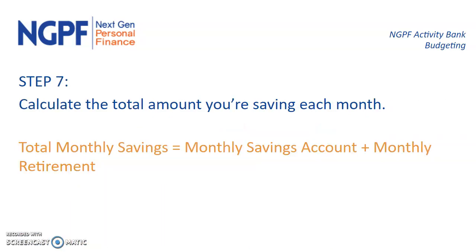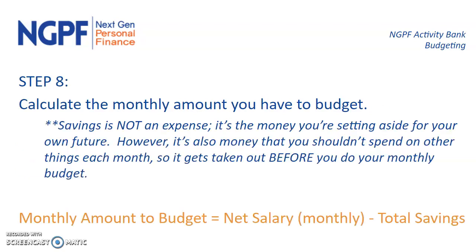Step 7, you're going to calculate the total amount that you're saving each month. So total monthly savings equals total monthly savings account plus monthly retirement. Those two figures we just calculated, we're going to add those two together, and that's going to be our total monthly savings.